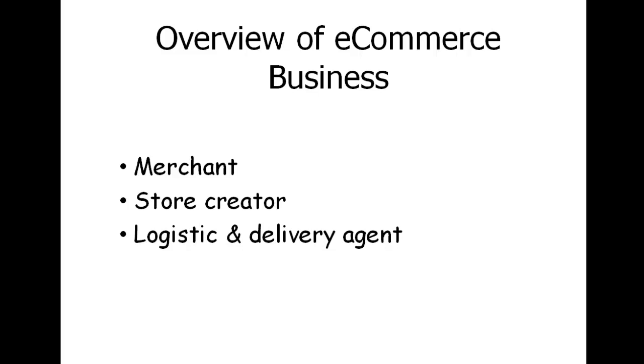and delivery agent. However, it is possible for someone to function in one or 2. Let me put it that way, in one or 2. Probably partially you can function in the 3. How do I mean? You can be a merchant, and also because you are watching this training now, you can create your own store for yourself. And also at the same time, you can be the logistics and delivery for your store.